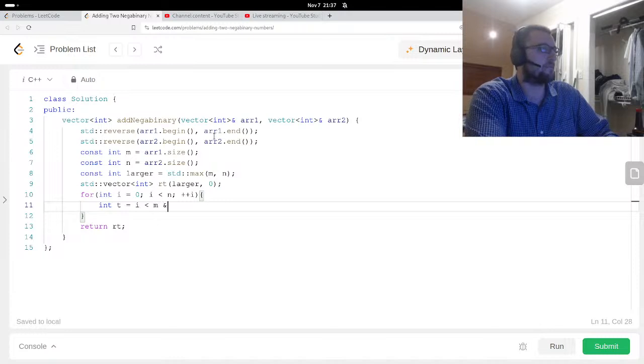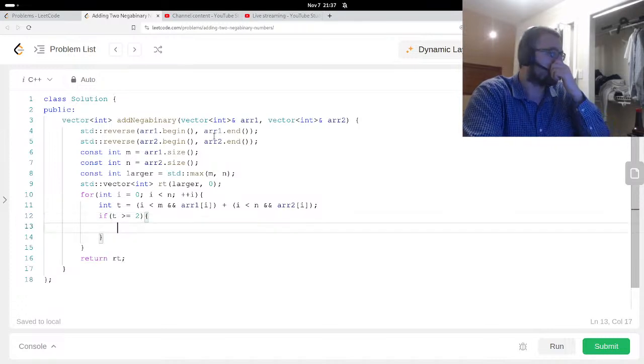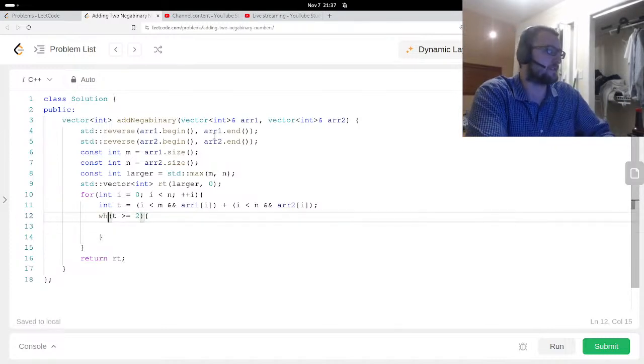So less than M and array of 1 of I plus I is less than N and array of 2 of I. Okay. That's T. And we're going to say if T is greater than or equal to 0 or 2, do while, maybe while is better.